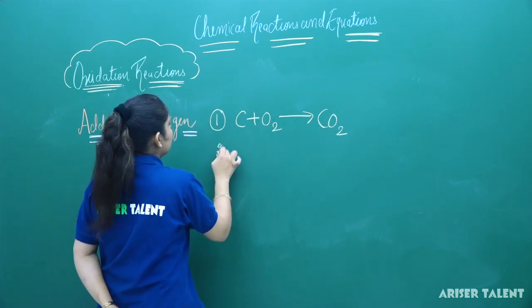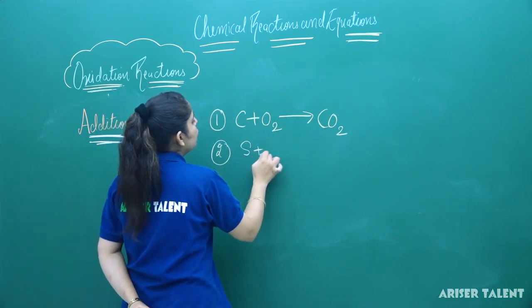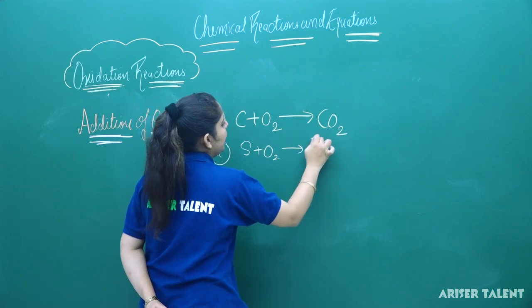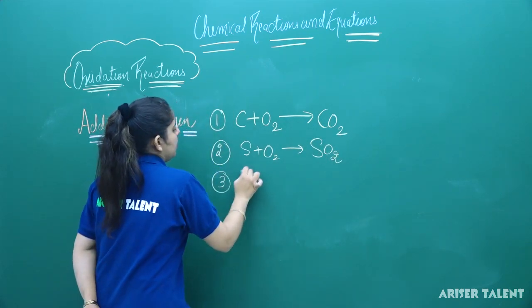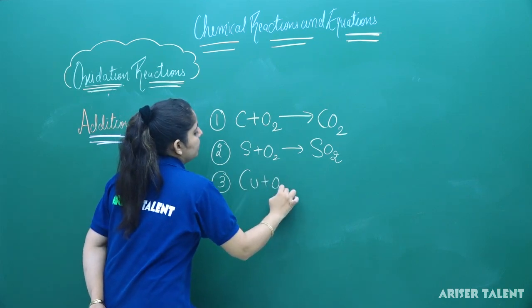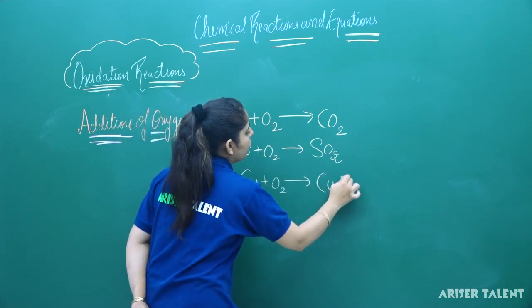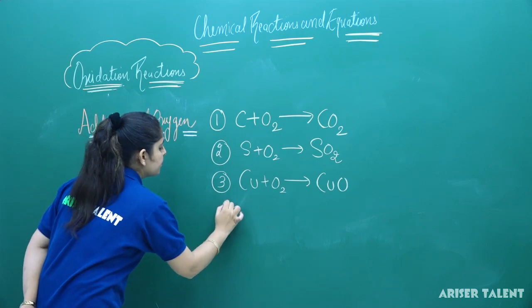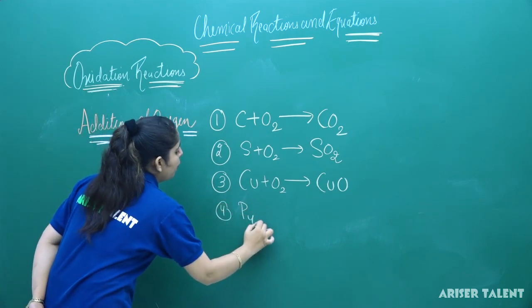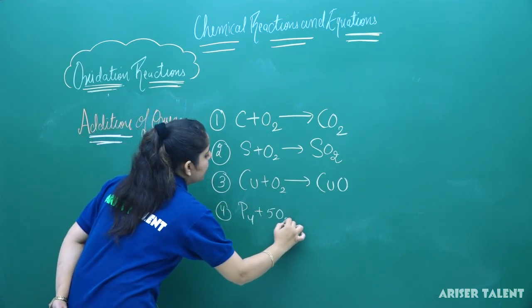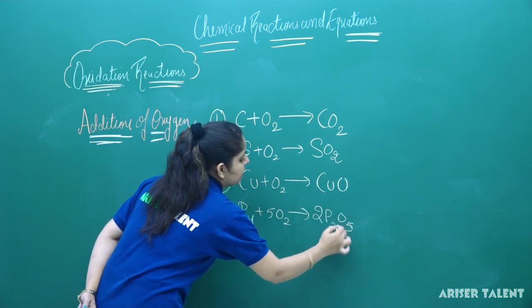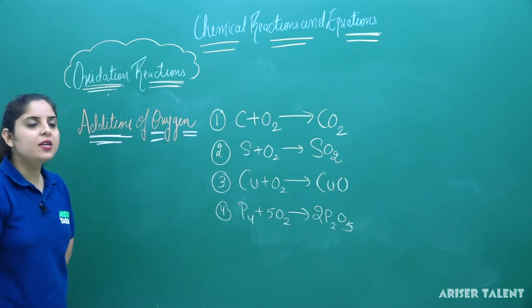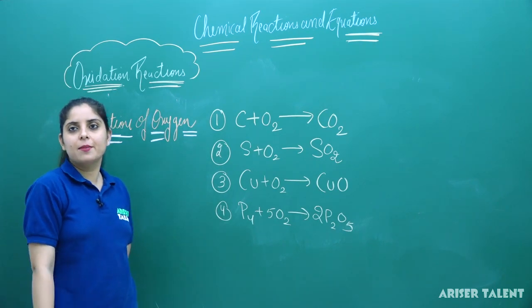Okay. S plus O2 gives SO2. Cu plus O2 gives you CuO. Clear? P4 plus 5O2 gives you 2P2O5. You have to balance the equation in order to get the balanced chemical reaction.